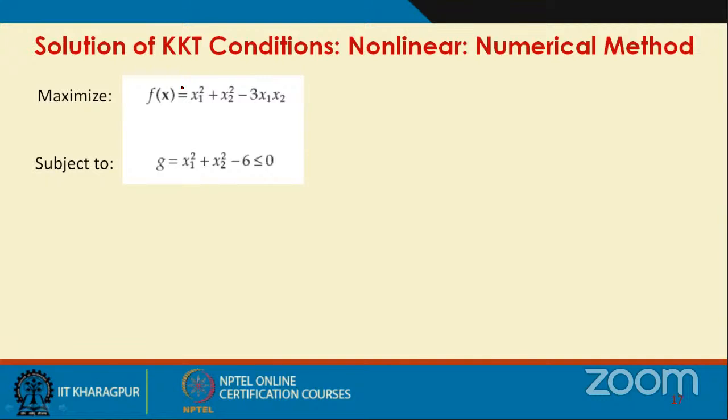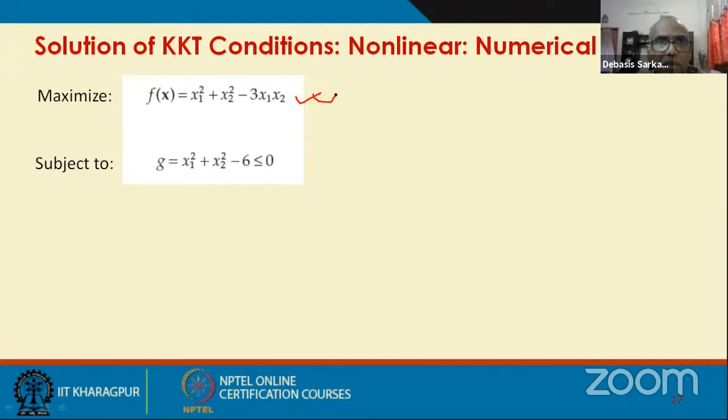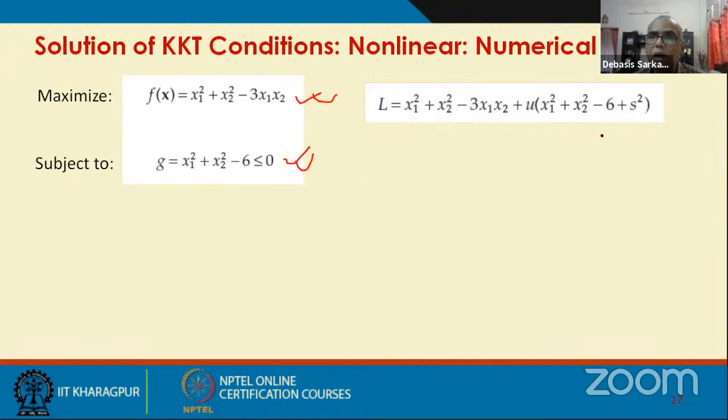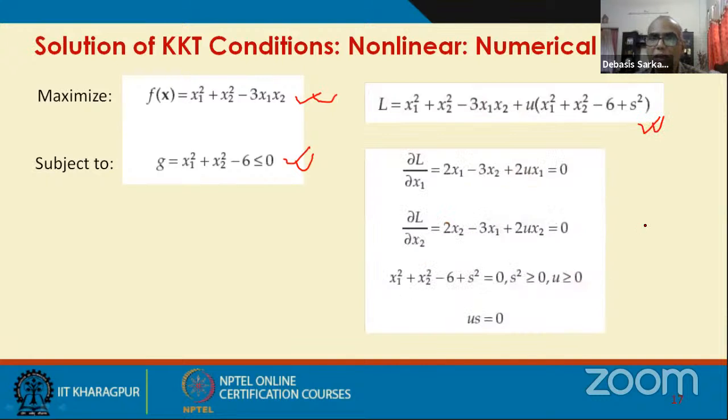Okay. So let us have this function which needs to be maximized subject to this inequality constraint. Let us say I convert it to equality constraint and form the Lagrangian. So del L del x1 equal to 0, del L del x2 equal to 0. So this will be del L del u equal to 0. And this will be del L del s equal to 0. So this equation, this equation, this equation, and this equation, these 4 nonlinear equations need to be solved simultaneously.